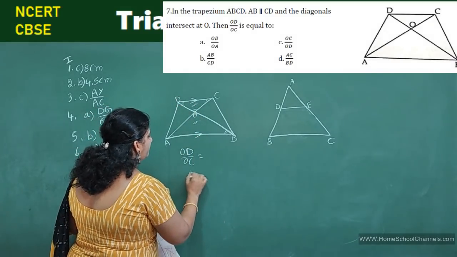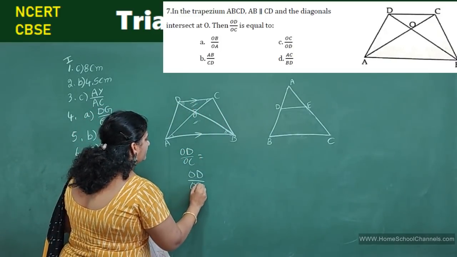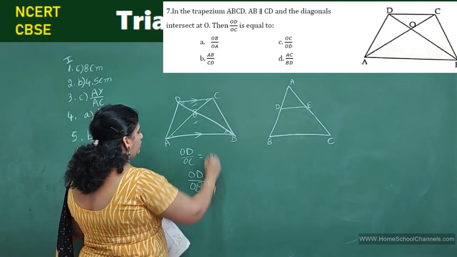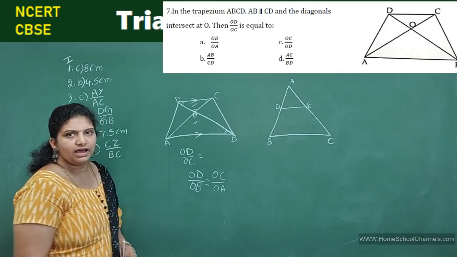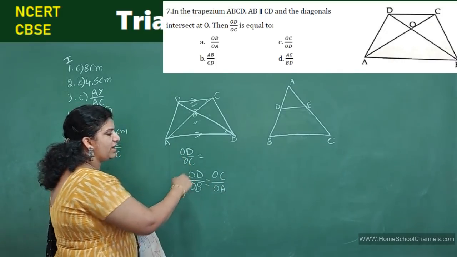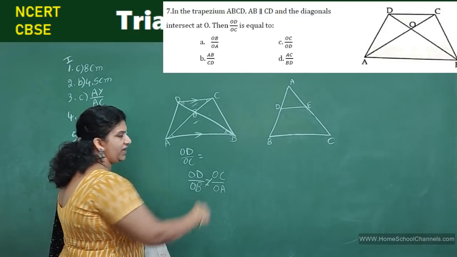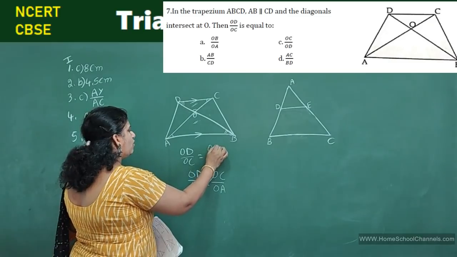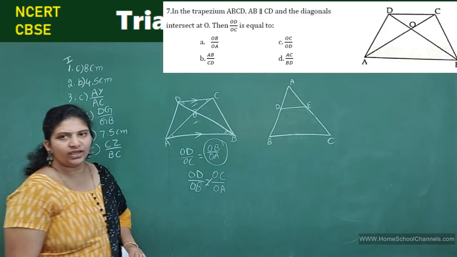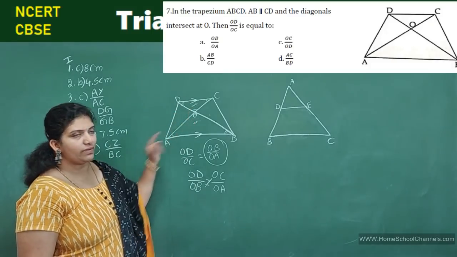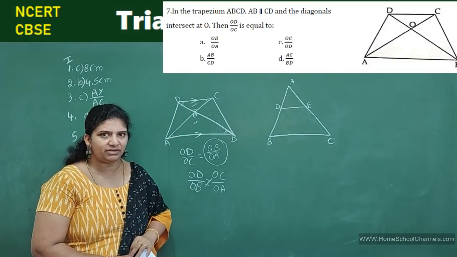OD by OB is equal to OC by OA. Observe here, they are asking OD by OC. Send this OC down and OB here. That means OB by OA is your answer. Okay. So, in this way, we are going to solve in a written examination.